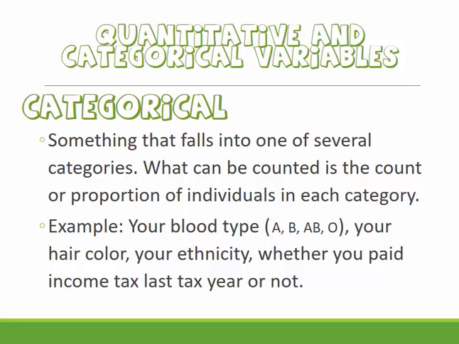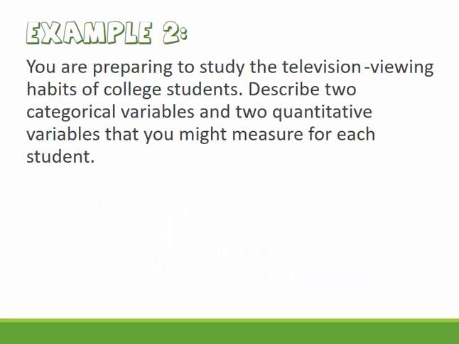Some other examples, your blood type. You're either A, B, AB, or O. You fall into one of those 4 categories. Your hair color, blonde, brunette, redhead. You have verbal descriptions there. You fall into those categories. Your ethnicity. Whether or not you paid income tax last year, that's a yes or no question. Any yes or no question, you either fall into the yes or the no response. So that's categorical.